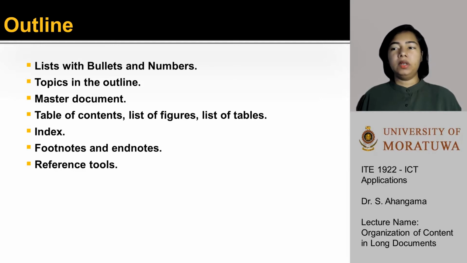We will talk about lists with bullets and numbers, or ordered or unordered lists, then topics in the outline, master document, adding table of contents, list of figures or list of tables, then what is index, then about footnotes and endnotes, and finally we will talk about reference tools, which is a very important tool that you should learn when you are creating long documents.